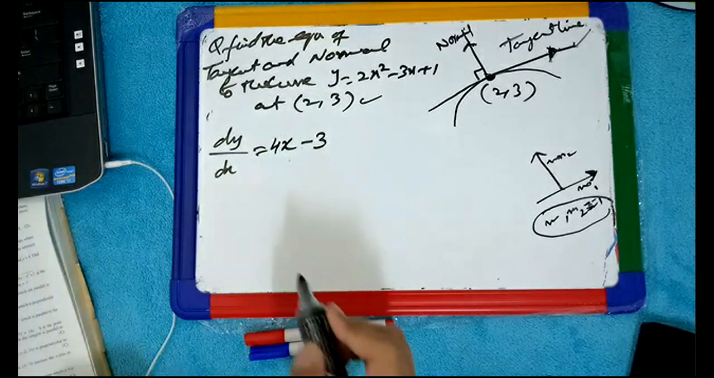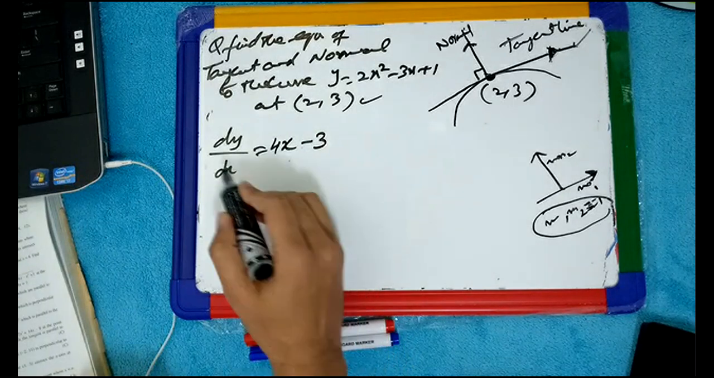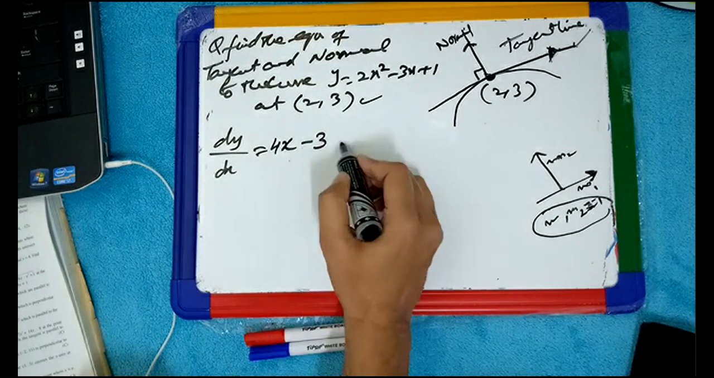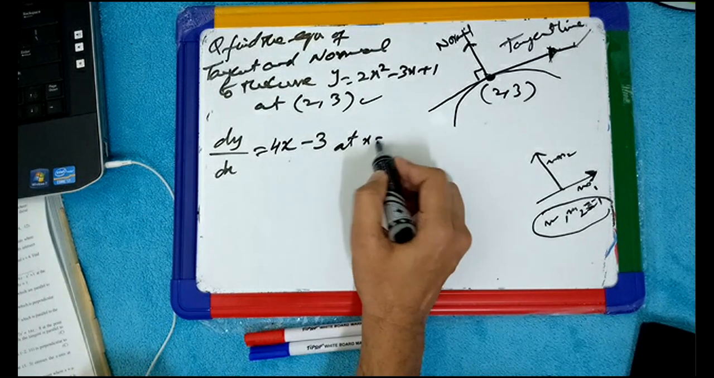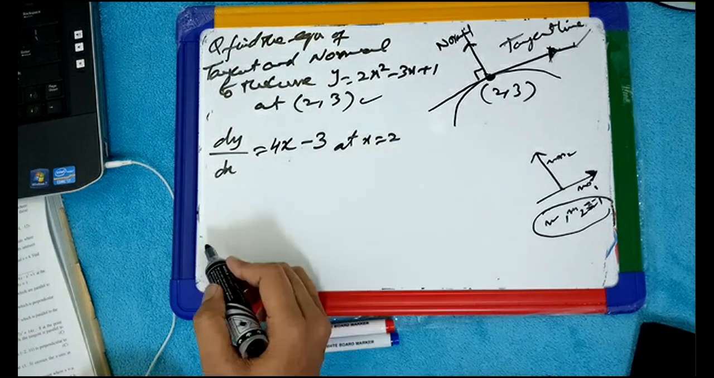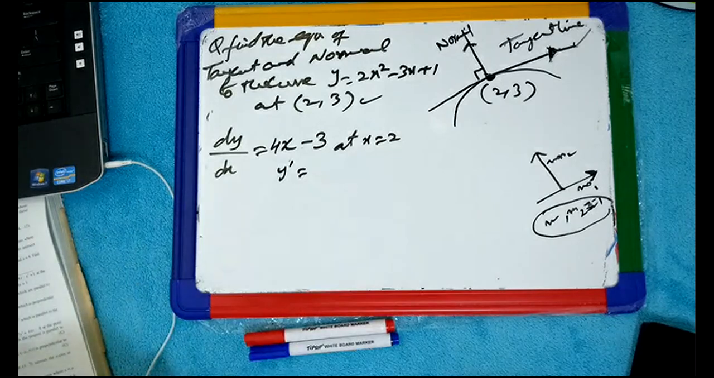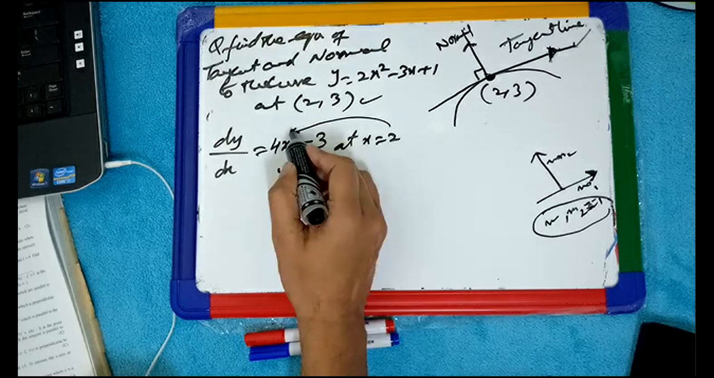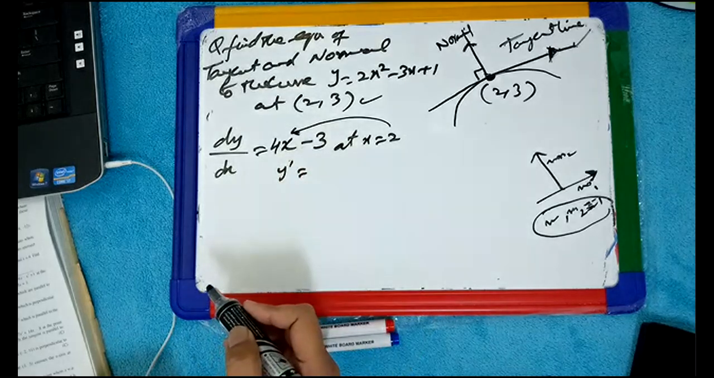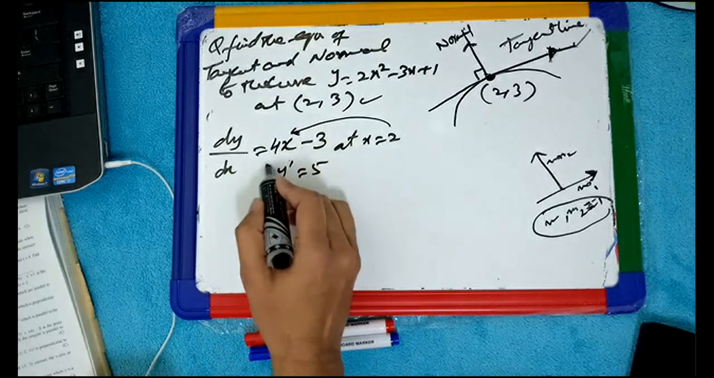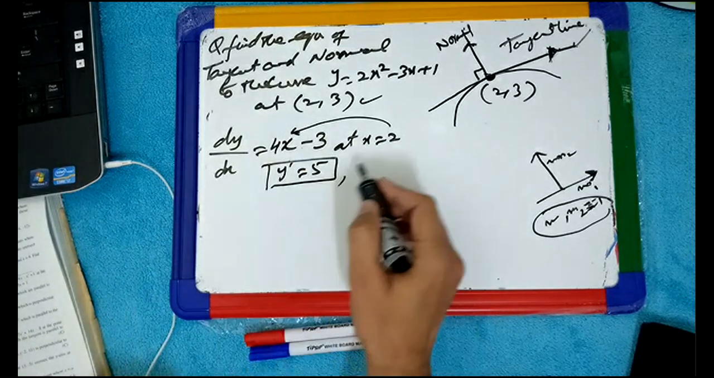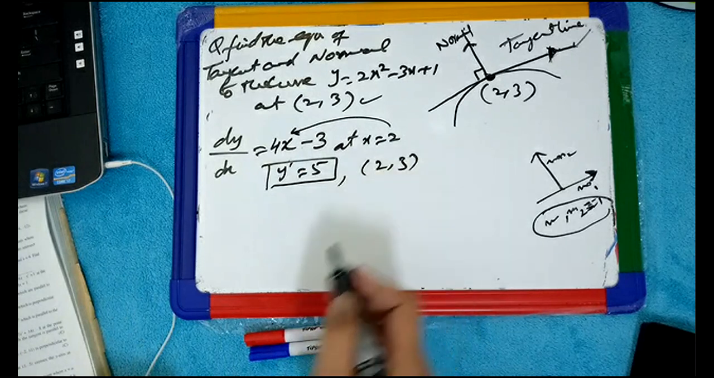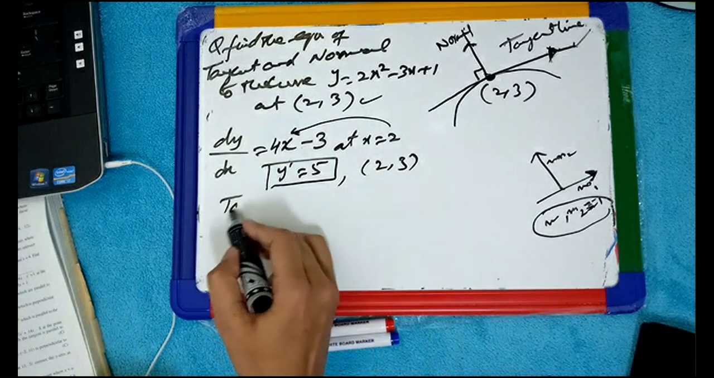Okay, so now this is the gradient. Now the gradient at x equal to 2 is what? At x equal to 2, y dash is, put 2 over here. 4 times 2 is 8, minus 3 is 5. So now the gradient is this and the point is this, so your tangent equation will be this one.